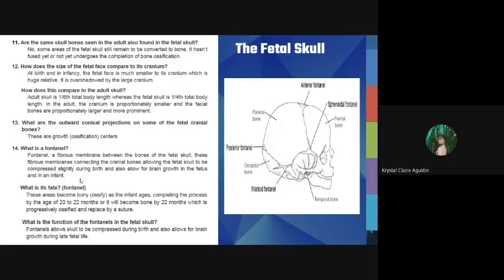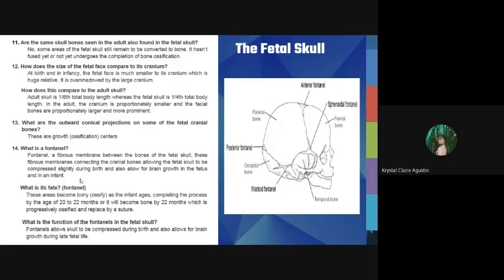So number 12, how does the size of the fetal face compare to its cranium? At birth and in infancy, the fetal face is much smaller relative to its cranium, which is huge. It is overshadowed by the large cranium. So why is it much smaller? It is because during birth, the smaller head or softer skull of the infant is capable of undergoing smooth delivery.